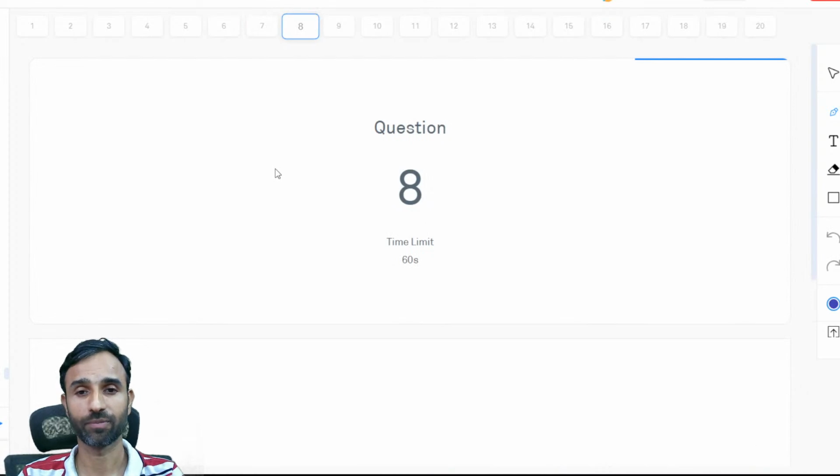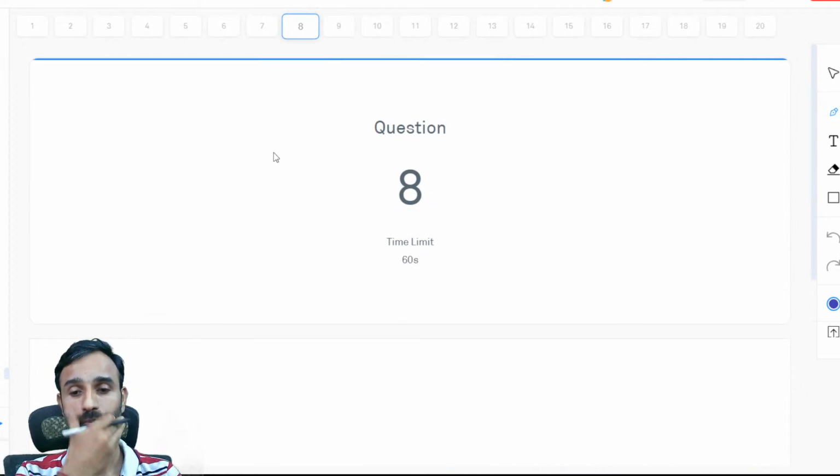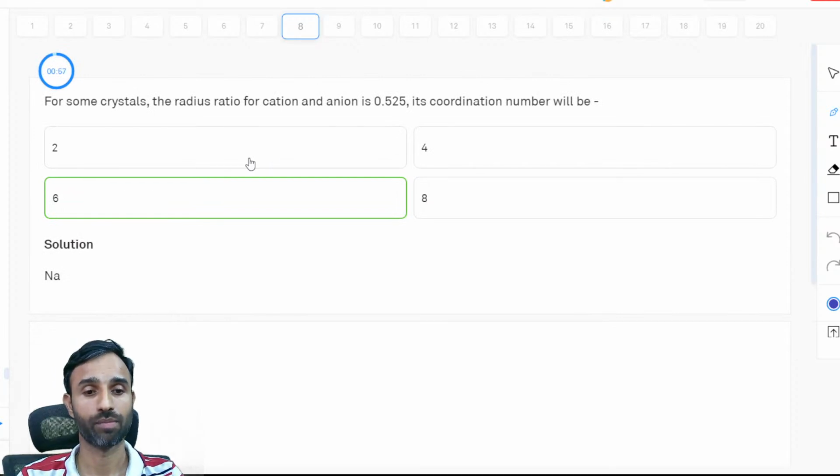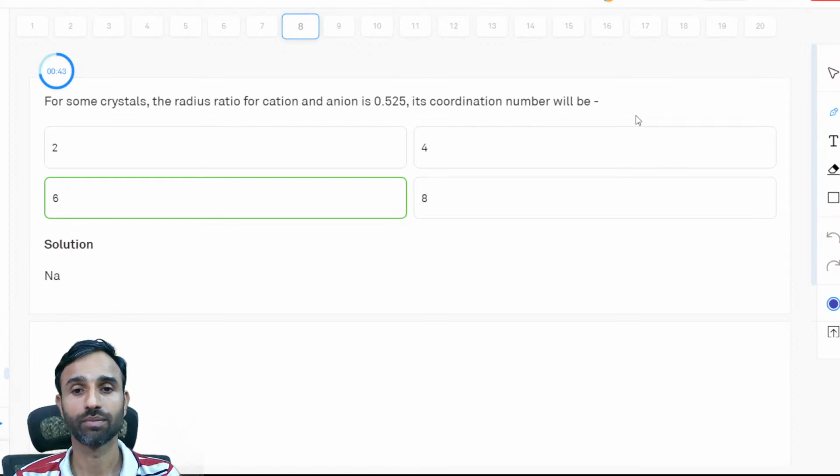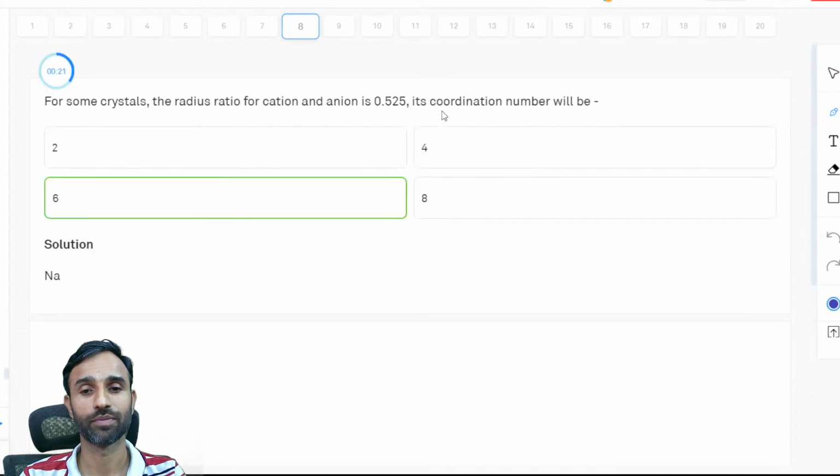Now question number 8. For some crystals, radius ratio for a cation and anion is 0.5 to 5. So its coordination number will be... radius ratio rule. रेडियस रेशियो क्या होती है?